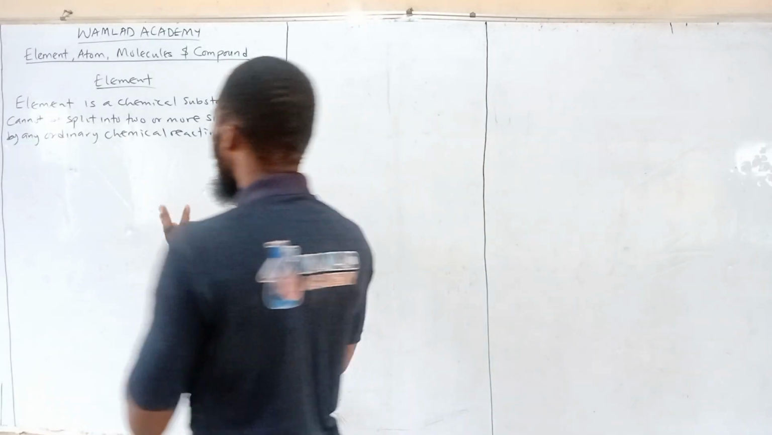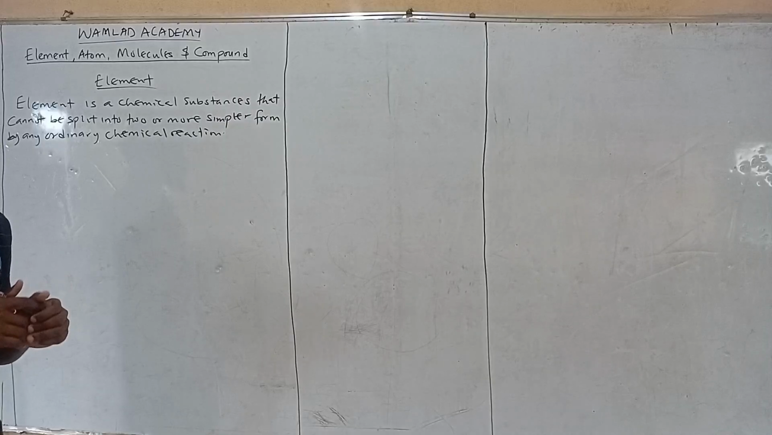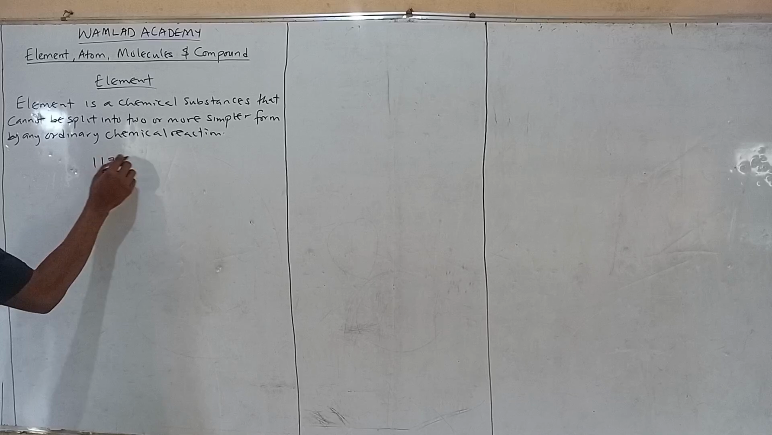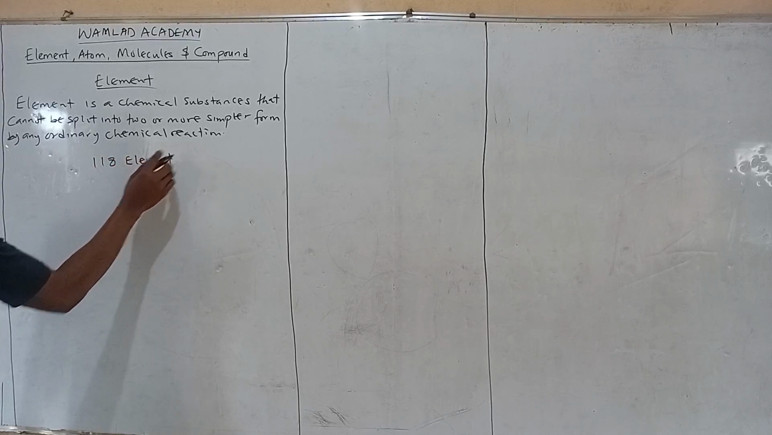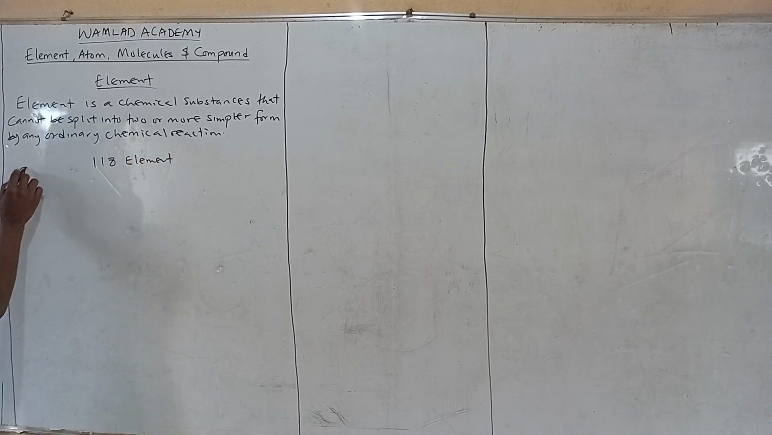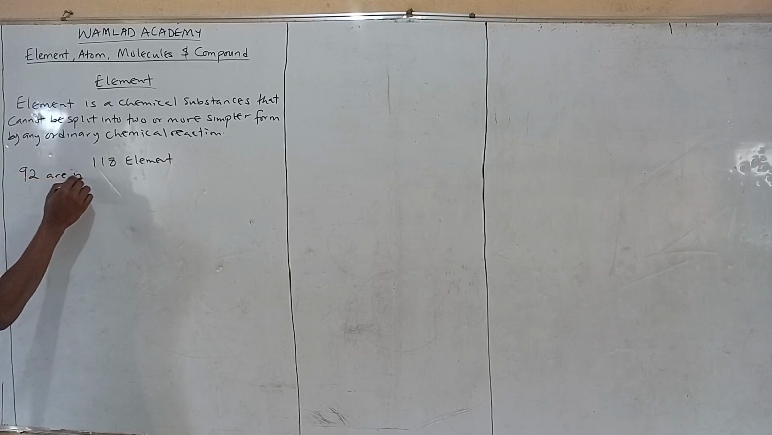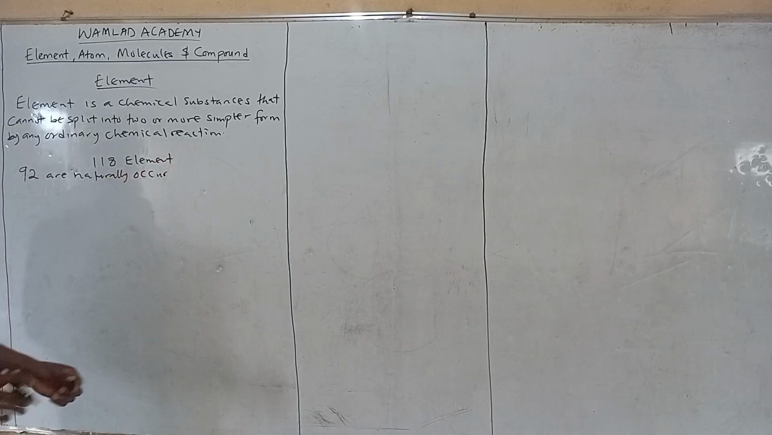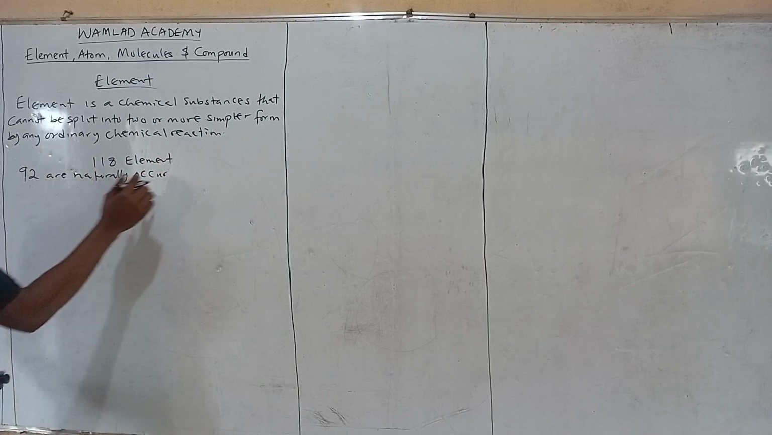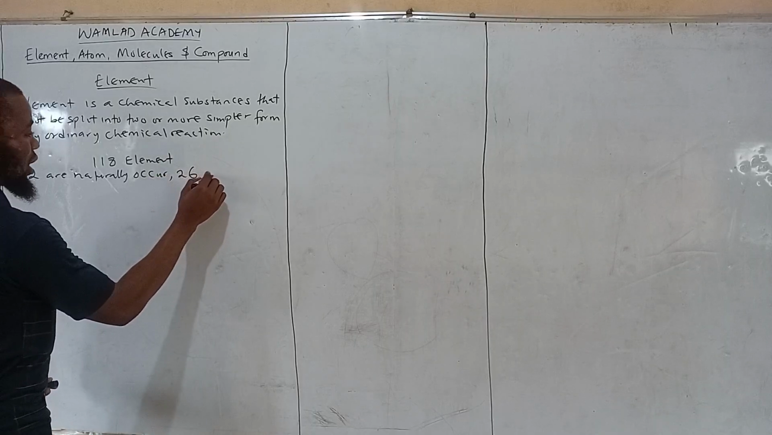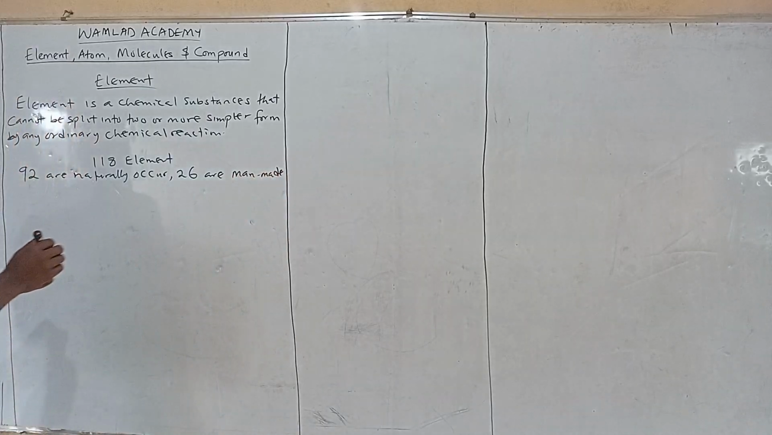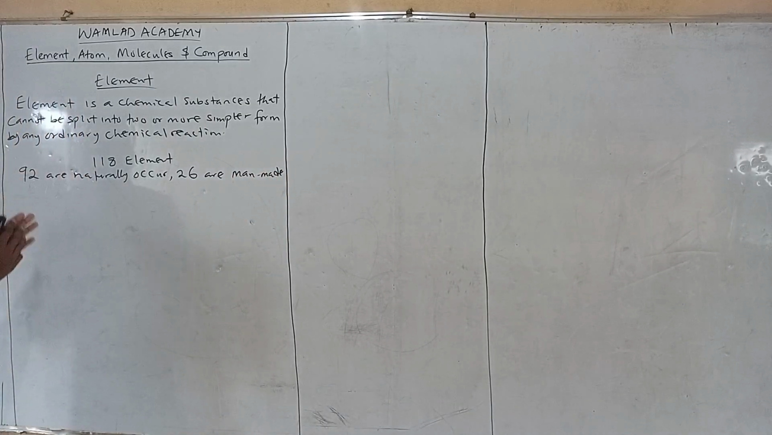And when we are talking about these elements, at present we know about 118 elements. That means we have 118 elements. And out of these 118 elements, 92 of them occur naturally. The rest are synthetic. That means 118 minus 92 will be 26. That means 26 are synthetic, we can just say man-made. So we have 118 elements, 92 are naturally occurring, while 26 are man-made.